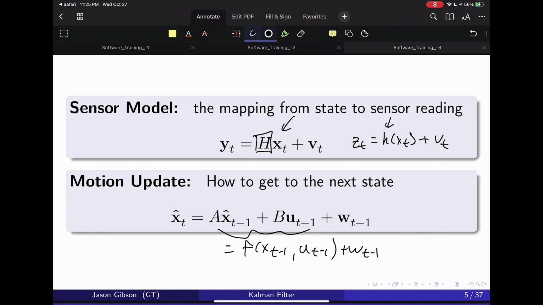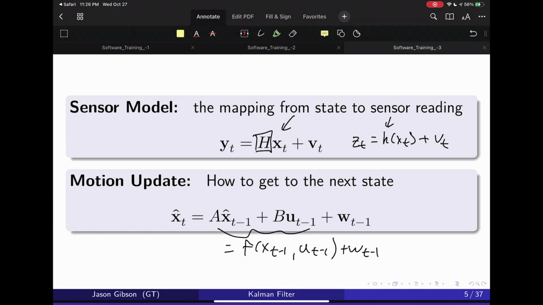So now that we have the sensor model and our motion update, which is the mapping from a state to a sensor reading, as well as a state to the next state based on some control, we can use this to run our Kalman filter. Now, before I show the next slide, I'm going to show you all the equations for the Kalman filter. This is what we're going to derive by the end of the day.